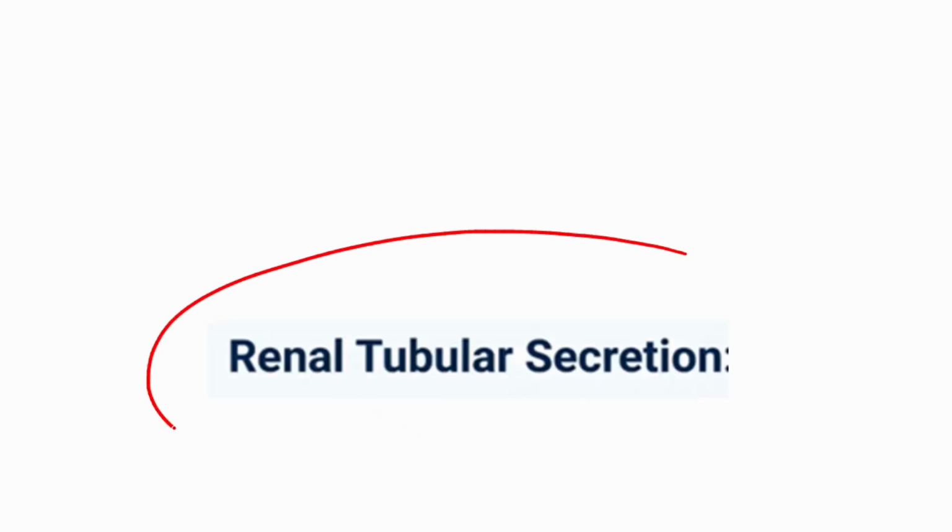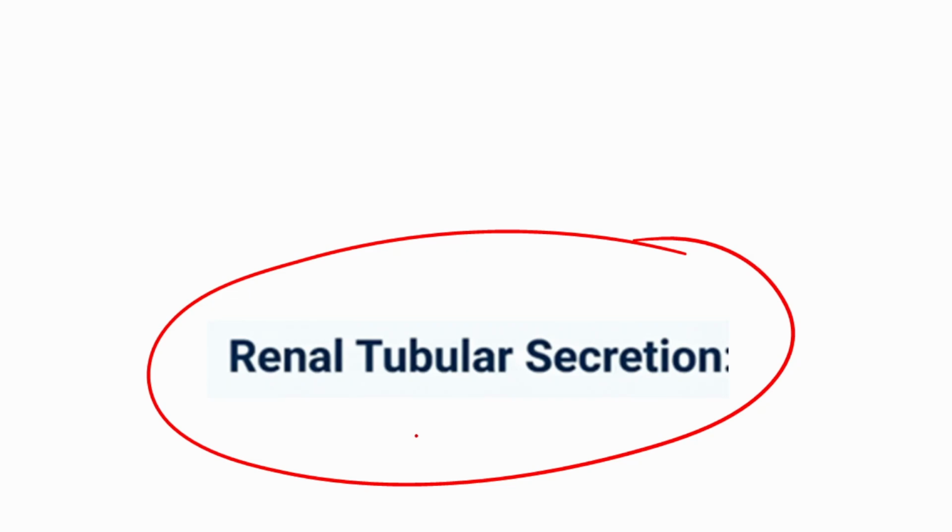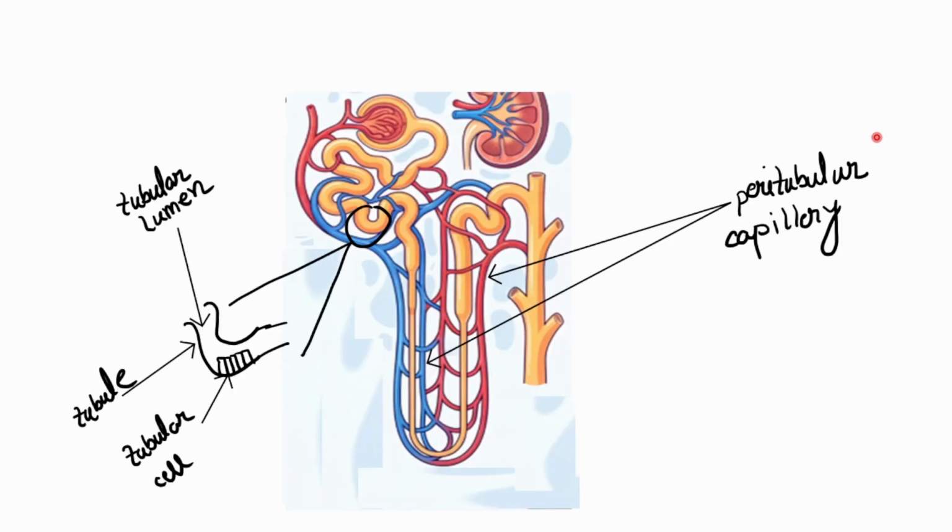Filtration is passive and non-selective within its size and charge limits. Reabsorption reclaims what the body needs, but there's a third process that makes the kidney truly exceptional at clearing the blood, and that is renal tubular secretion. Secretion is the movement of substances from the peritubular capillary blood or from the tubular cell into the lumen.